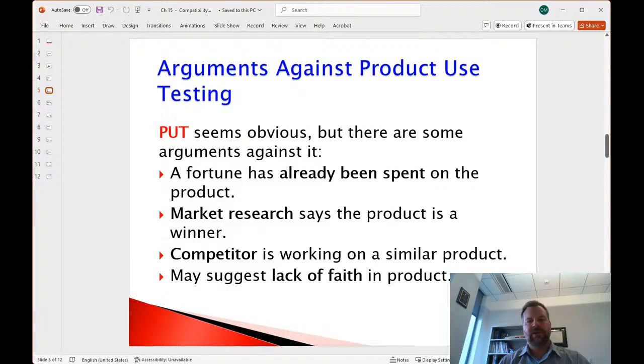Well, let's say you've already spent a bunch of money on the product. You say, we've seen some research to say that these are the types of products that are selling on the market. So we don't really need to test it because we already know our competitors have a similar product in the market. And we really need to get it out there so that we don't fall behind. It also might show a lack of faith in the product if you're saying, well, we like it, but we still need to make sure that customers really like it before we start trying to sell it.